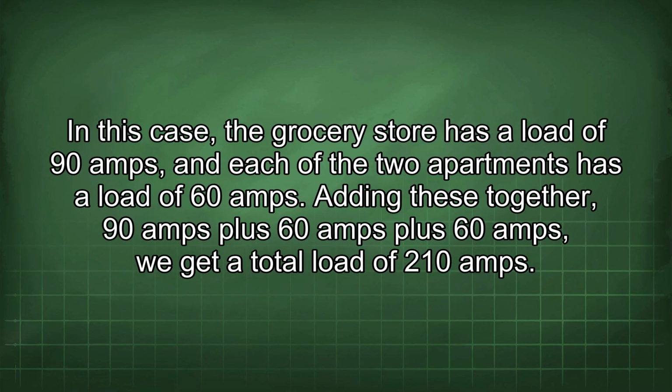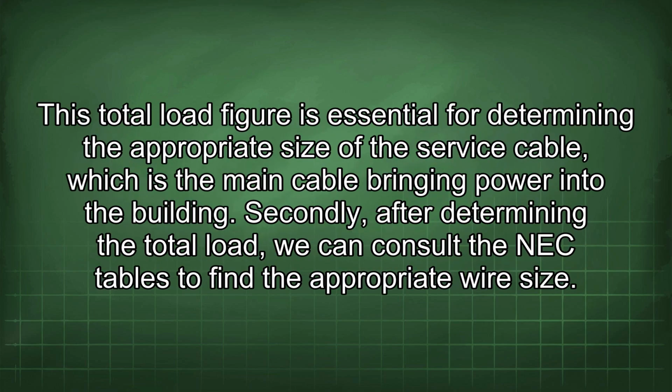In this case, the grocery store has a load of 90 amps, and each of the two apartments has a load of 60 amps. Adding these together, 90 amps plus 60 amps plus 60 amps, we get a total load of 210 amps. This total load figure is essential for determining the appropriate size of the service cable, which is the main cable bringing power into the building.